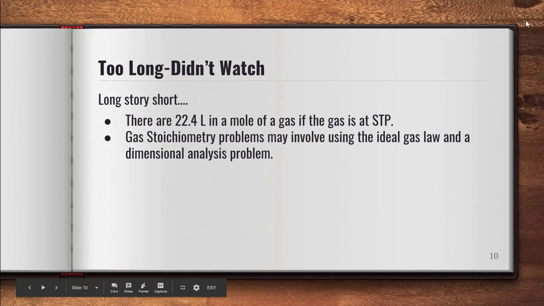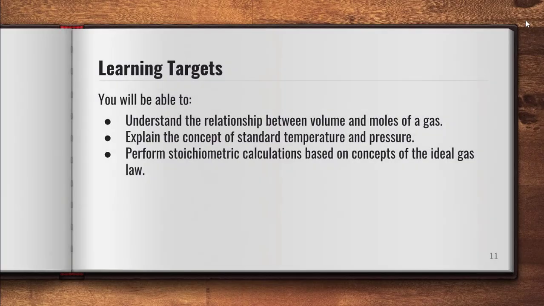So long story short, keep in mind that there's 22.4 liters in a mole of gas if the gas is at STP. That makes some of these conversions a lot easier. You don't have to go through all the gas stoichiometry if you know your gas is at STP. Gas stoichiometry problems may involve using the ideal gas law and dimensional analysis, particularly with stoichiometry, so odds are you're going to have to use some combination of those two. Take a look at what you're trying to solve for, and then usually you end up starting with the opposite thing. So hopefully you understand your learning targets for this video. Bit of a long one, but lots of things going on with gas stoichiometry.